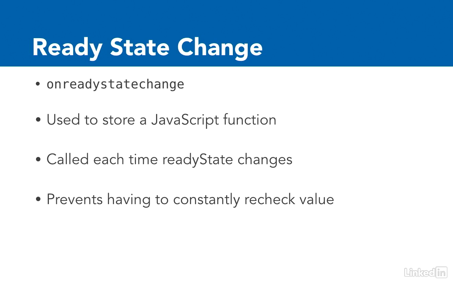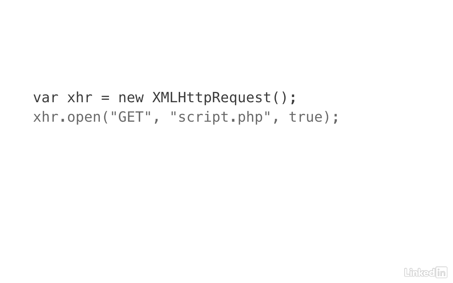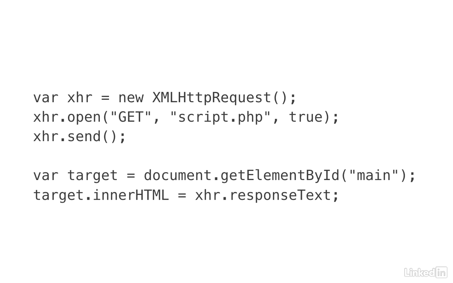Let me show you an example in code. First, let's look at the way that we were doing it before. We instantiate a new HTTP request object, we open it, we send it. And then right away, you can see that I'm calling for xhr.responseText and I'm replacing some content inside the current page using that text.